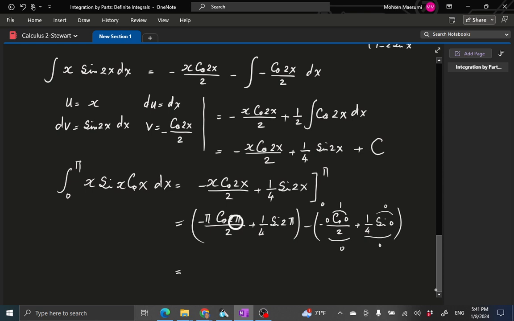Cosine of 2 pi. What's cosine of 2 pi? Cosine of 2 pi is 1, of course. How about sine of 2 pi? Sine of 2 pi is 0. Again, you need to have your tables of trig values for all famous angles listed so that in case you need to consult them, but try to build it in as it becomes second nature. So I'll have minus pi over 2 as my answer.